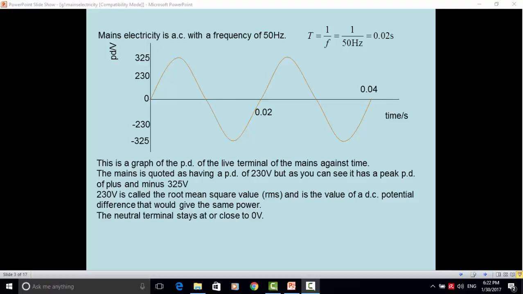The neutral terminal stays at or close to 0 volts. So this could show the neutral terminal potential difference against time. The earth is at 0 volts and will only carry a current if there's a fault. We'll look at the earth line later. So this would show the potential difference of the earth with time, just constantly at 0.